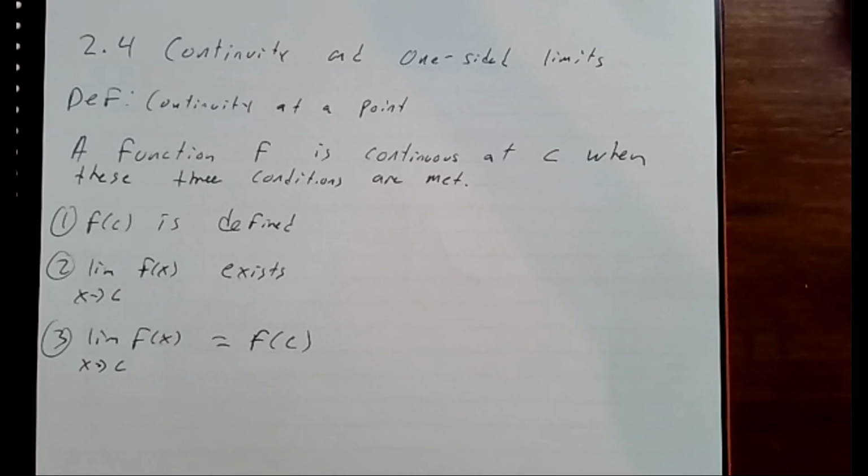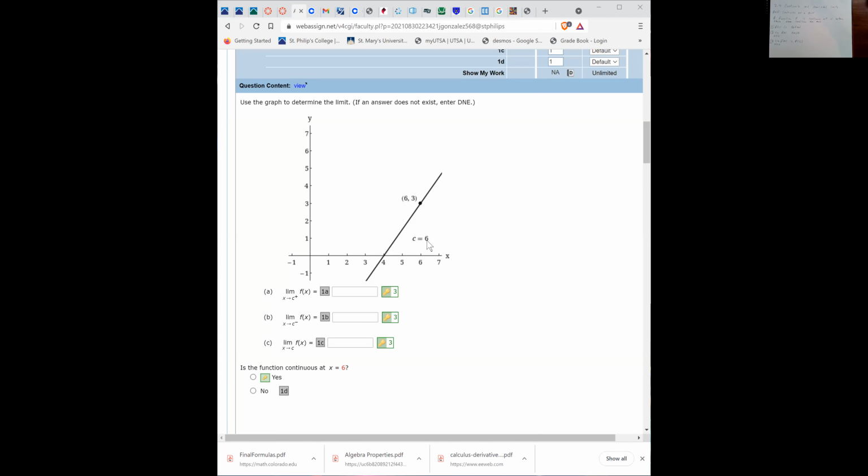So let's go back to the question. Does it have all three conditions? So number one, is the function f defined at 6? Is there a hole? No, there's no hole. So number one is good. Number two says, does a limit exist? Well, yeah, we just explained that, right? Left and right side are the same, therefore the limit exists at that value, 3.